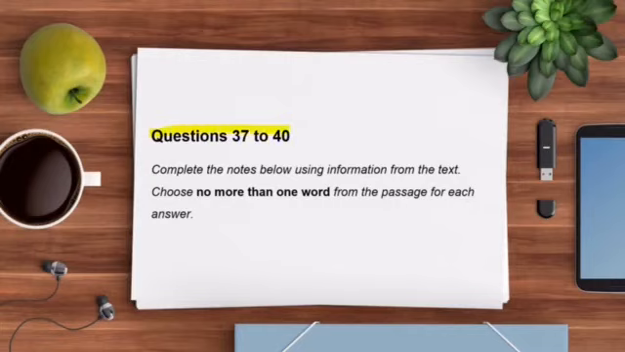Questions 37 to 40. Complete the notes below using the information from the text. Choose no more than one word from the passage for each answer. So you have to remember your answer should not be more than one word. Your answer should only be one word. If you wrote your answer with more than one word, then you will not get any marks. So you really need to read and understand the question. Now let us look at the question.